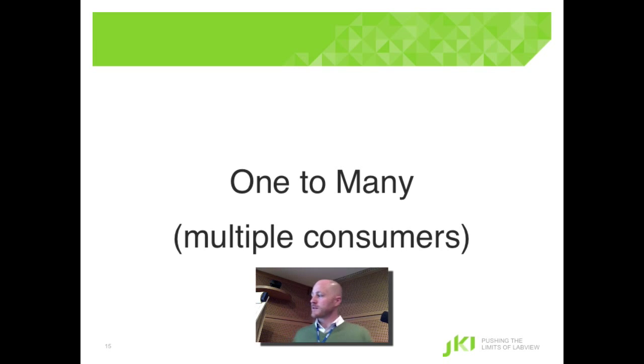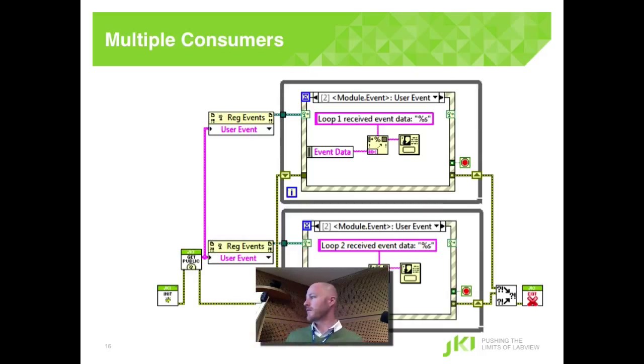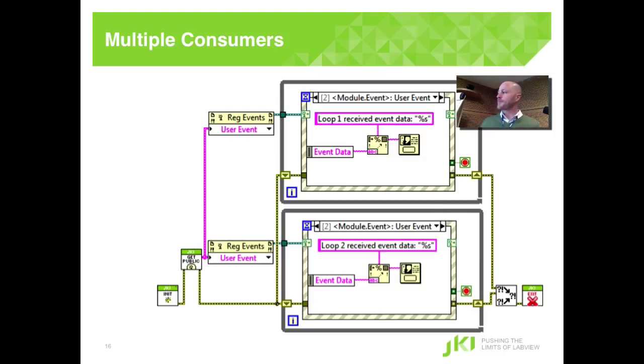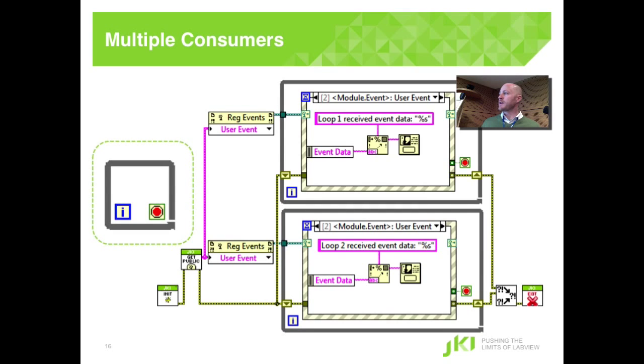One really cool thing about this design is that this is essentially a publish subscribe. The active object essentially has a list of events that it's publishing, and you can have multiple consumers or subscribers to those events. The event registration terminal is actually "subscribe me to your events," and then the event structure is actually the DQ or the handler of the event. And so the way that you would do that is you would wire the public event references into an event registration for each parallel loop that wants to receive those asynchronous events.